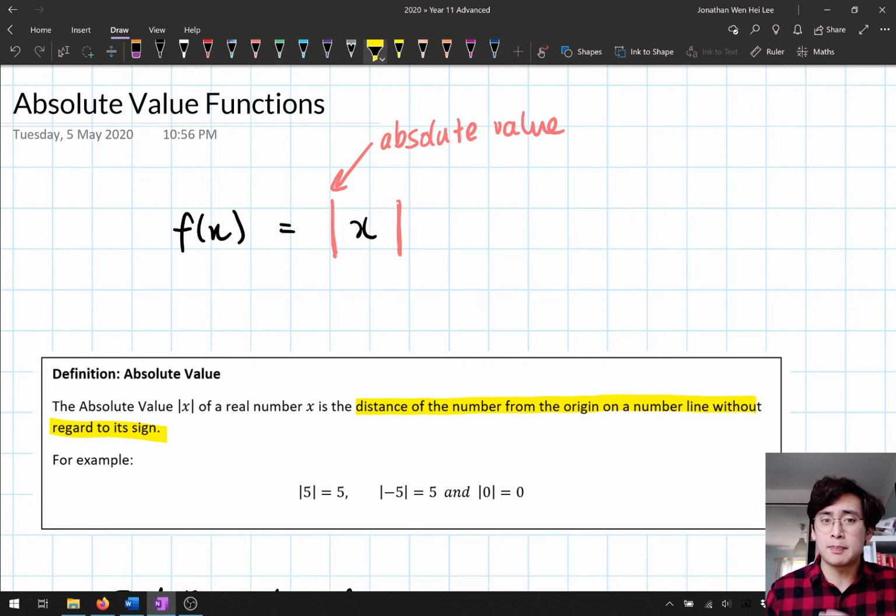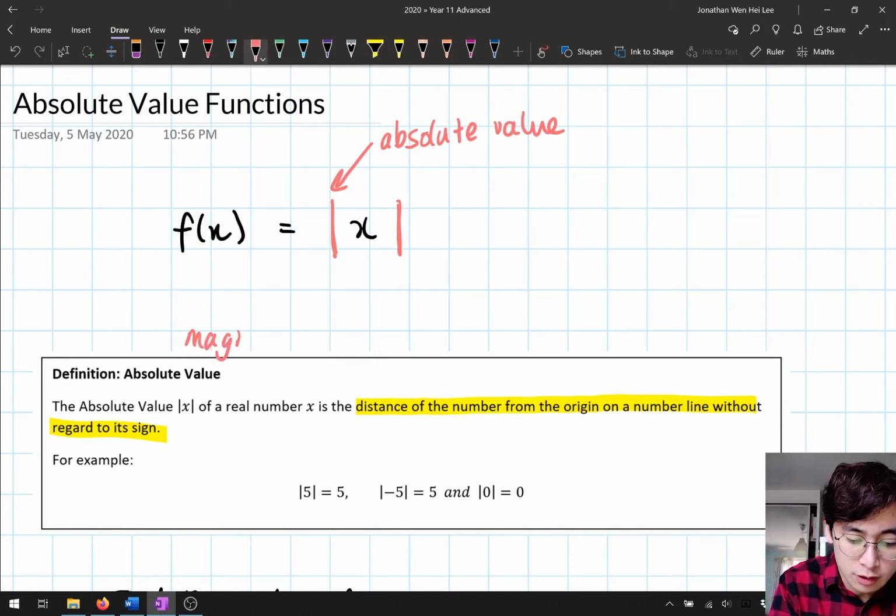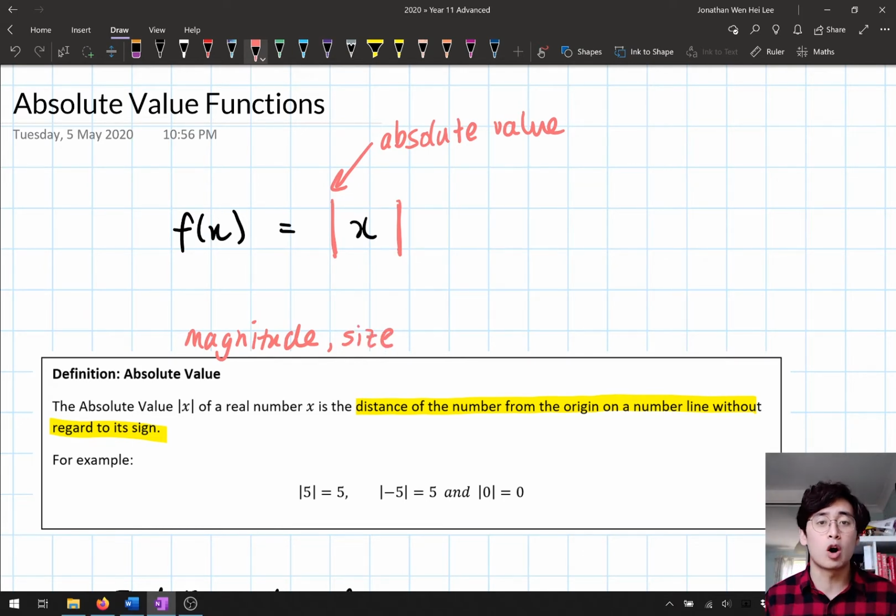So what this does is it basically takes any real number, and it looks at the size of the number and doesn't worry about whether it's positive or negative. It always chucks out the positive value. So sometimes we call this finding the magnitude of a number, or the size of a number. It doesn't worry about whether it's a positive or negative number. If you put it in the absolute value, it takes the size or magnitude and just gives you the positive version.